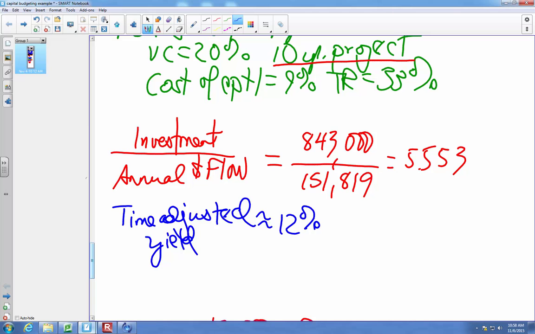What am I paying for my capital? 9%. So therefore, what am I going to do? Is it a viable project? Sure.